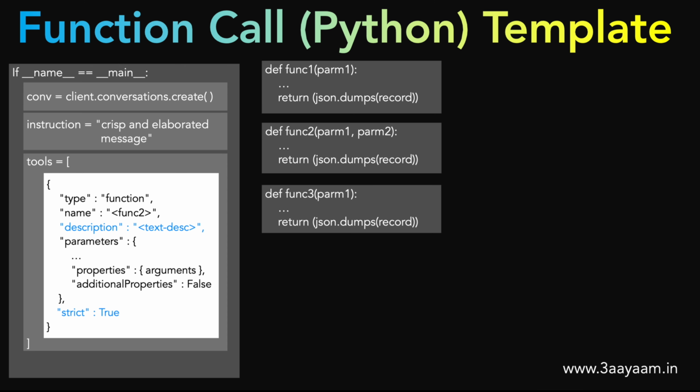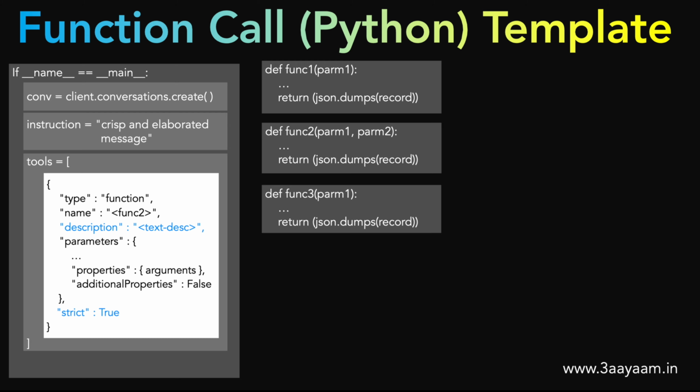Now here the type should be function, the name should be the name of the function, and then the description, which is a very important one, and this is a text description. And you have to provide the text description really well, otherwise the large language model will get confused whether to call this function or not. Also, in which situation the large language model will call this function.